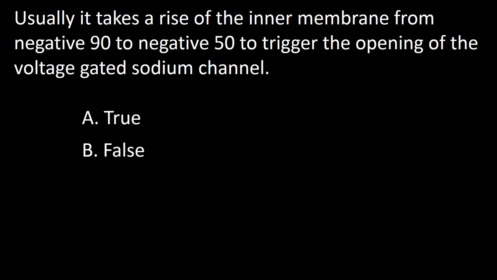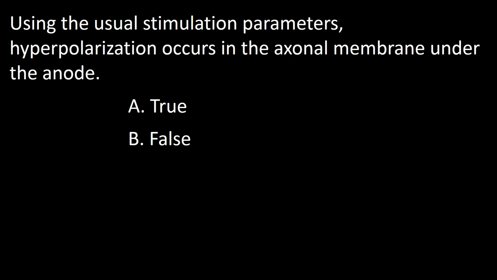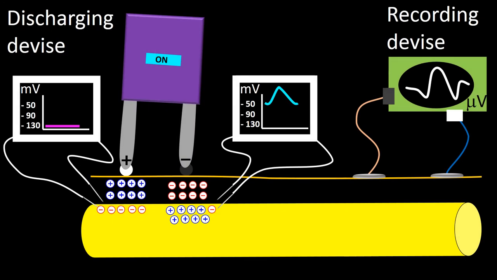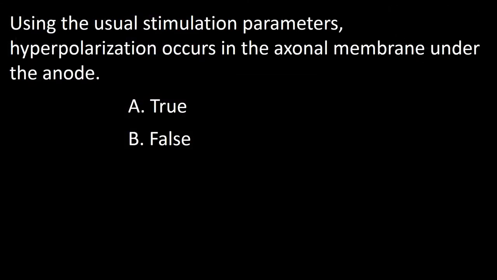So the answer to this question is true. Next question. Using the usual stimulation parameters, hyperpolarization occurs in the axon membrane under the anode. A true, B false. When the stimulator is on, hyperpolarization occurs under the anode, as shown in this frame. So the answer to this question is true.